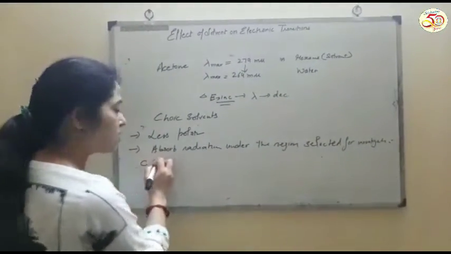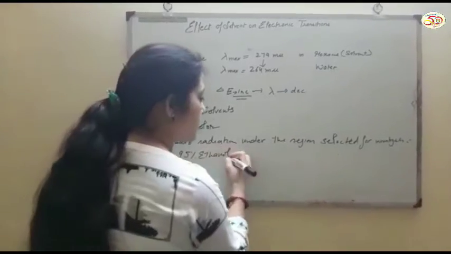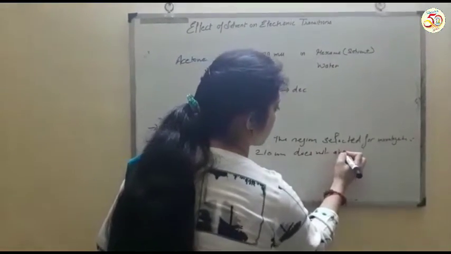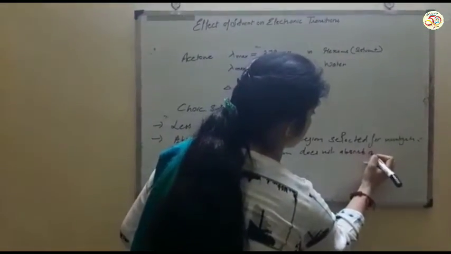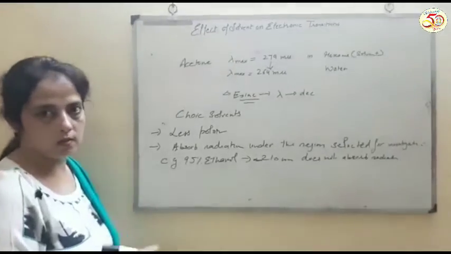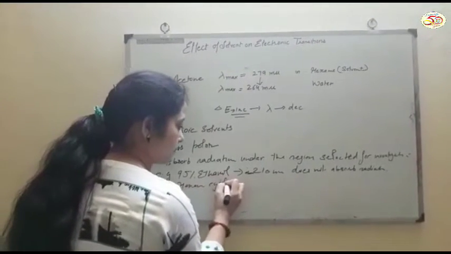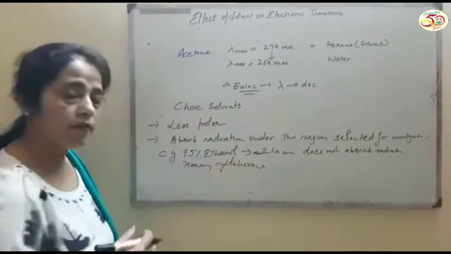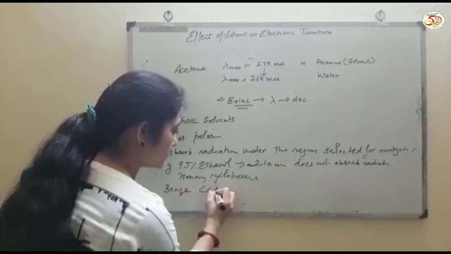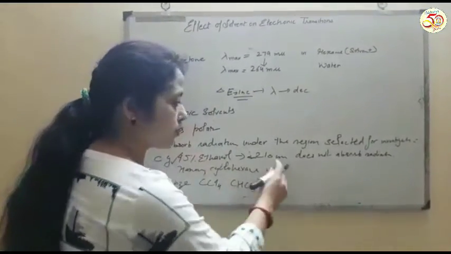For example, the most commonly employed solvent is 95% ethanol. It does not absorb radiation above 210 nanometer. Other solvents which can be employed are hexane, cyclohexane. The solvents which should not be used for UV spectroscopy are benzene, CCl4, carbon tetrachloride and chloroform. These solvents can be used for UV spectroscopy.